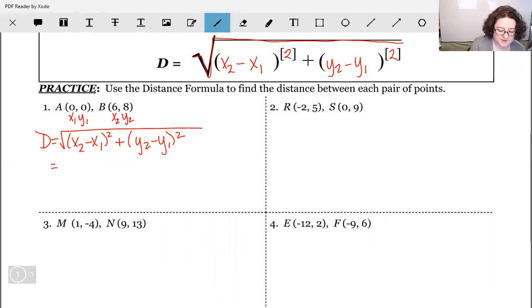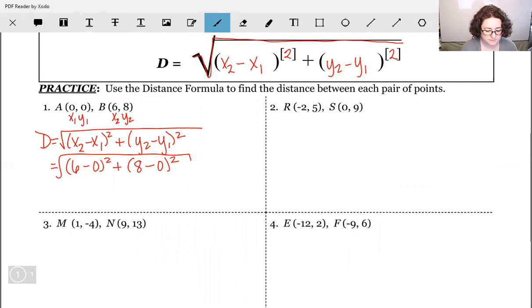So then let's just fill in what we labeled. Our x2 we labeled as 6, x1 we labeled as 0, y2 we labeled as 8, y1 we labeled, that was 0, always taking the square root. So if we simplify that, wait a second, anything minus 0 is just itself. So this is just really 6 squared plus 8 squared.